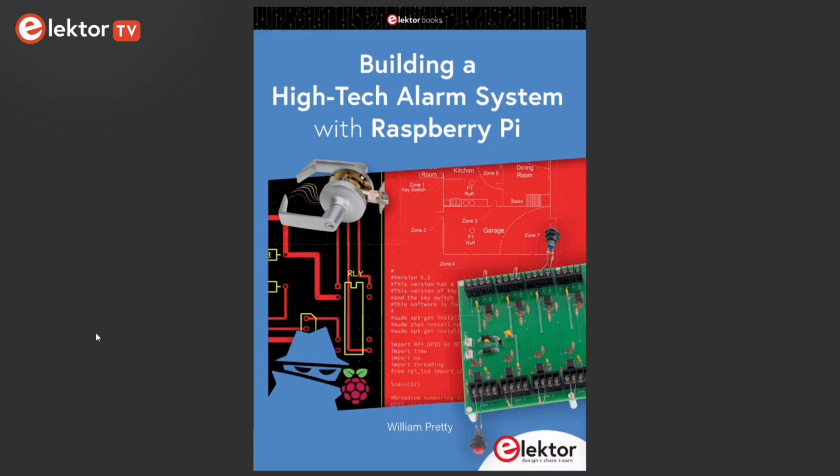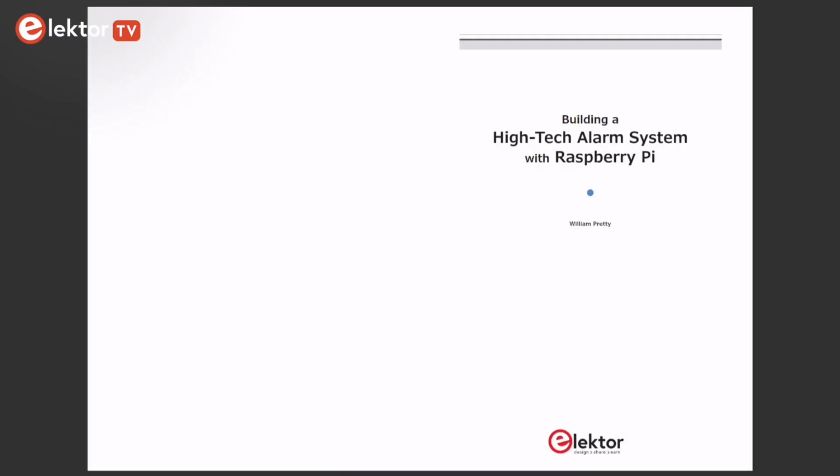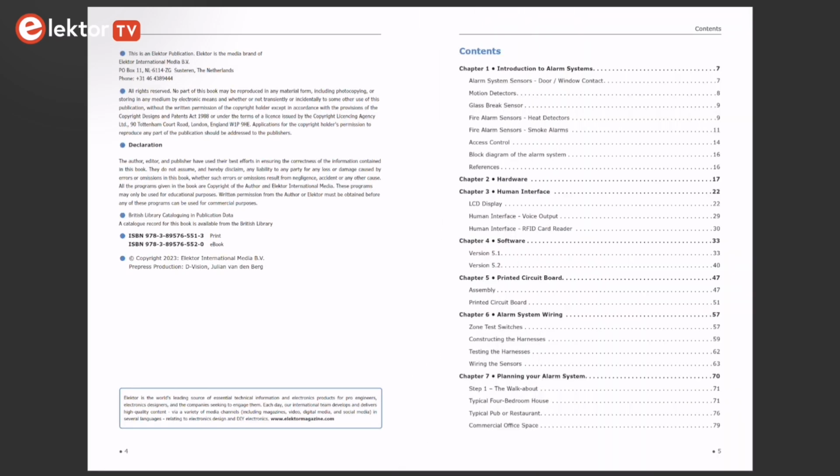Today we've got something exciting to dive into. We're taking a look at the book Building a High-Tech Alarm System with Raspberry Pi from Elektor. Building a High-Tech Alarm System with Raspberry Pi is a comprehensive guide by William Bill Pretty. This book takes you through the process of creating your own advanced alarm system using the versatile Raspberry Pi.